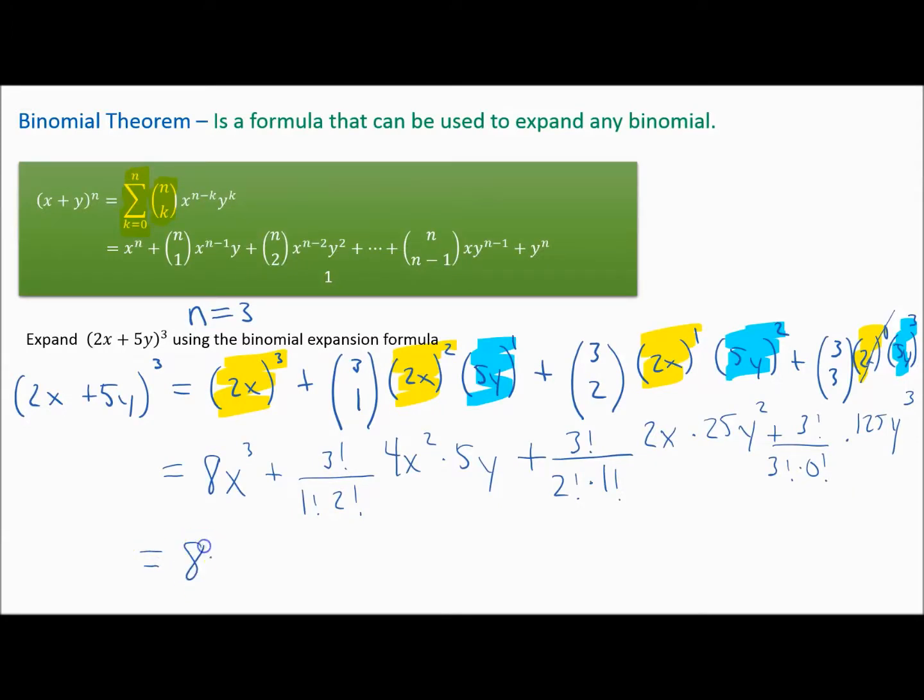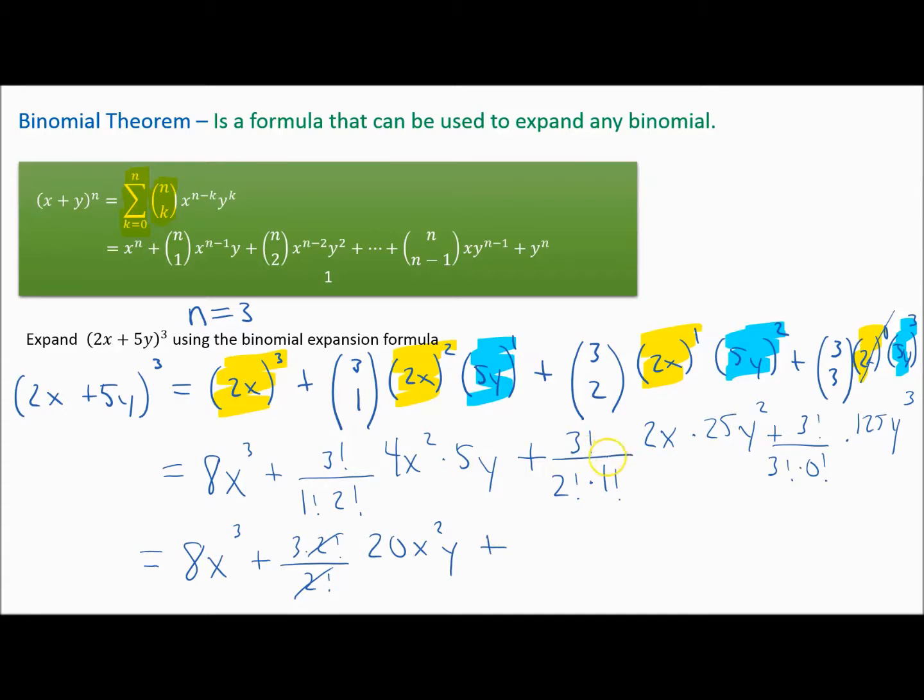So this is 8x to the third plus, now this 3 factorial over 2 factorial is 3 times 2 factorial over 2 factorial, because 1 factorial is 1. Those cancel, that's just 3 that's left. Times, now 4 times 5 is 20. X squared times y is x squared y.